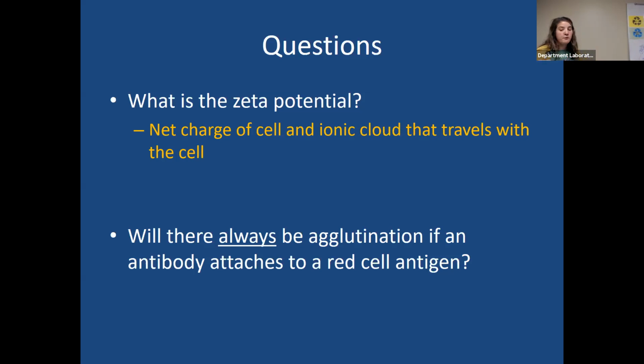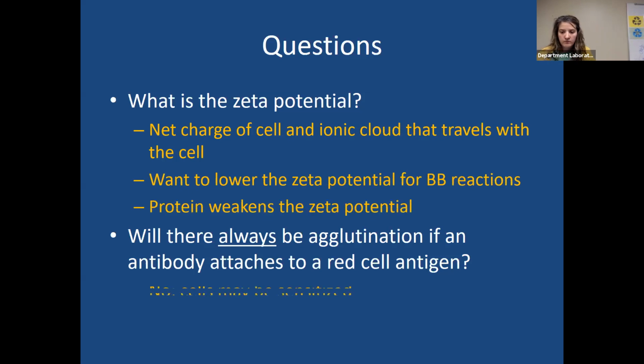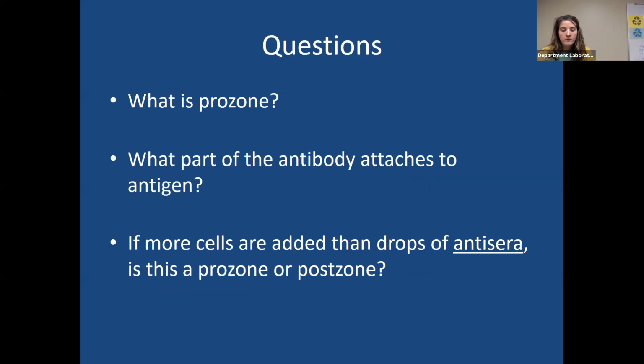Will there always be agglutination if an antibody attaches to a red cell antigen? No. The antigen antibody complex could have occurred, such as in an IgG antibody, that is sensitization, right? We are unable to see that in blood bank. All right, so what's your prozone? Excess antibody or excess antigen? That's antibody. What part of the antibody attaches to the antigen? That's your FAB region, okay?